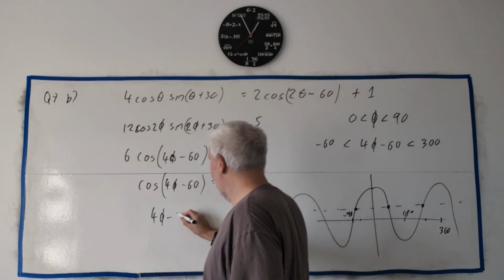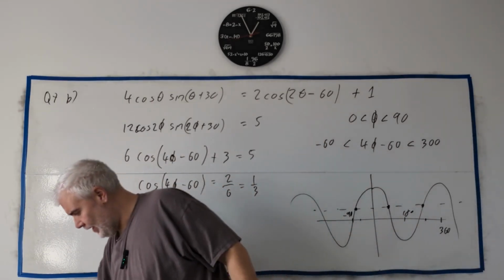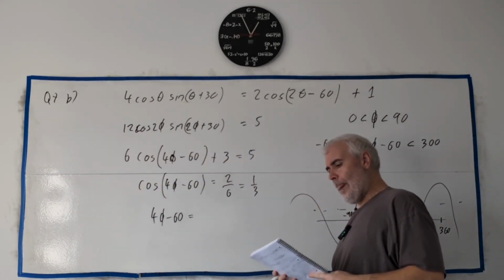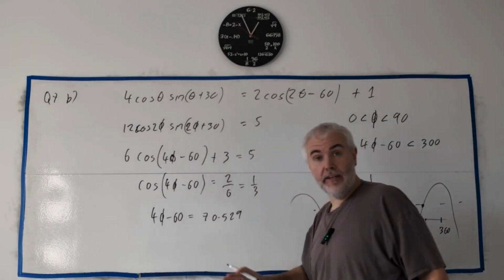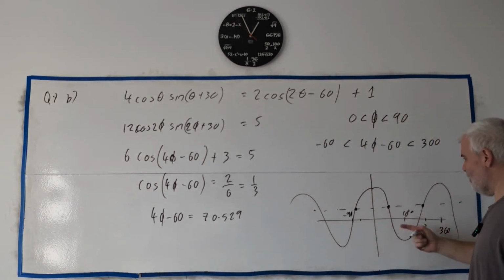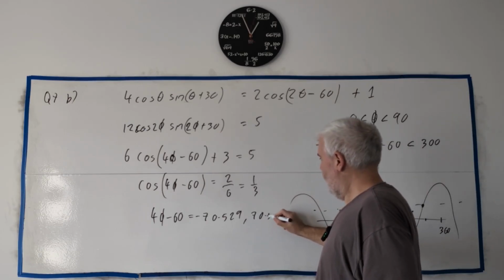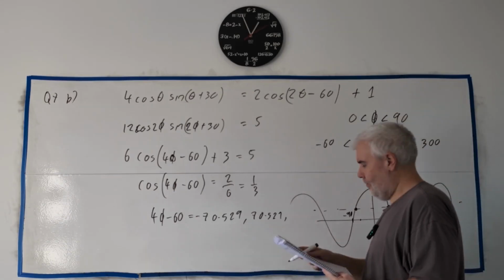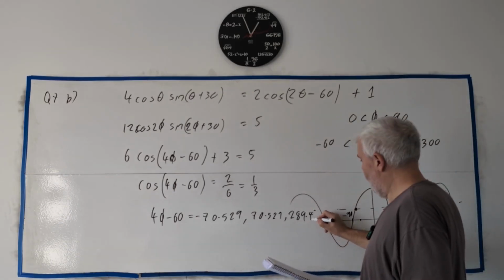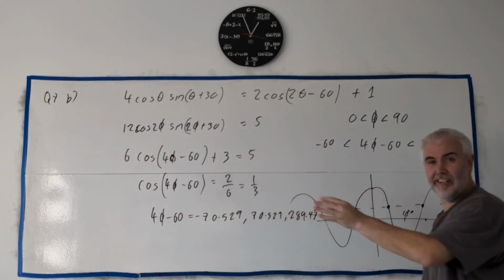We get 4 phi minus 60 is equal to the inverse cosine of that. I think I've written some of these numbers down. Yeah, I have 70.529. That's one answer. But remember, there's more answers. There's minus 70.529. And what's this one down here? That'd be 360 minus 70, which is 289.47. If you didn't do this, by the way, you'd want to get more of these. You'd want to get like 3 either side.